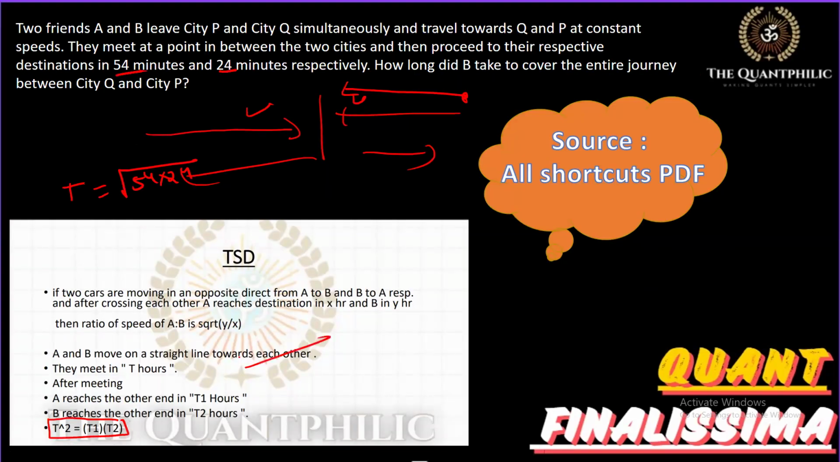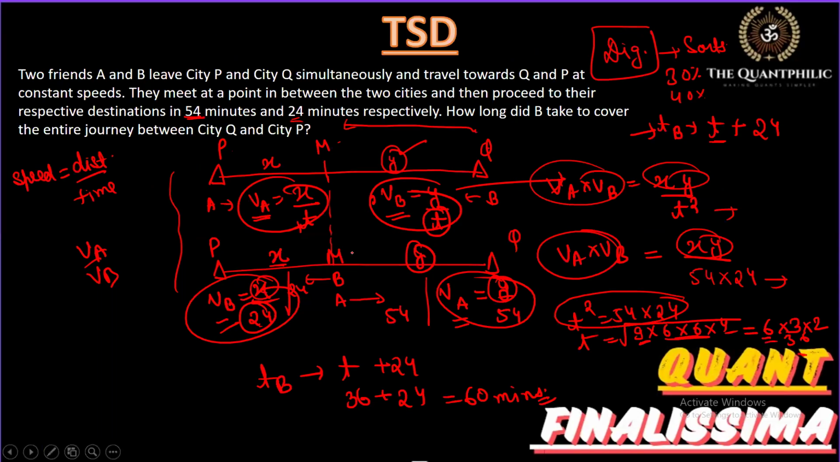So in case you don't remember this, maybe you don't remember the formula and by mistake you write t square is equal to t1 by t2. Then you might get confused, or you write t1 whatever, but you get confused, and you're not able to do this. So in that case, if you know the derivation, you'll be able to do this.